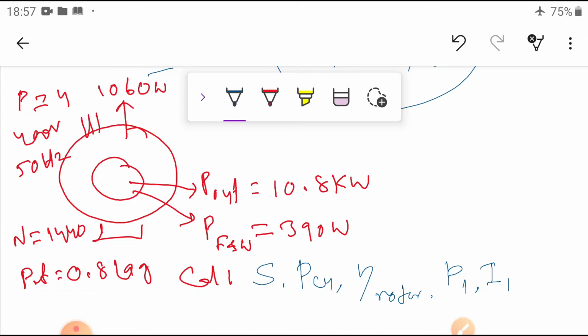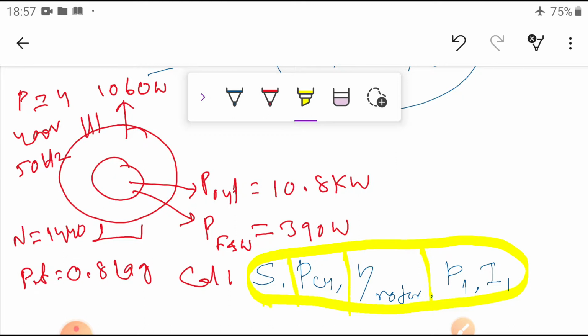So these four we are going to calculate. What is the slip? What is the rotor copper losses? What is the rotor efficiency? What is the total input to the motor in the form of electrical energy? At that condition, what is the current taken by the motor, that is the I1. This is our aim. We can easily calculate it.